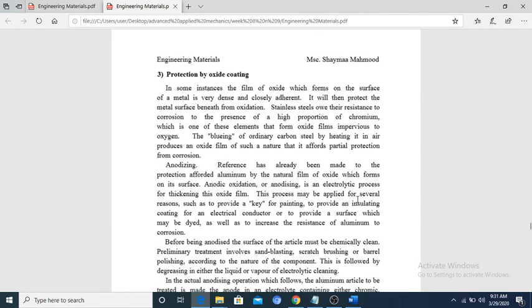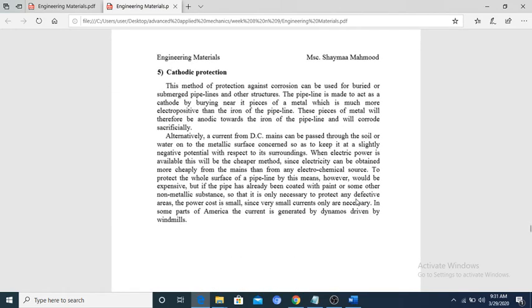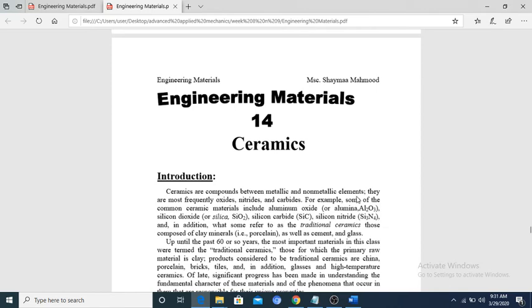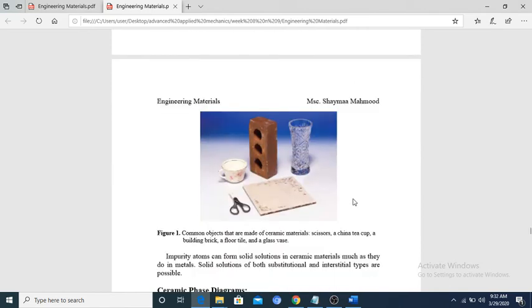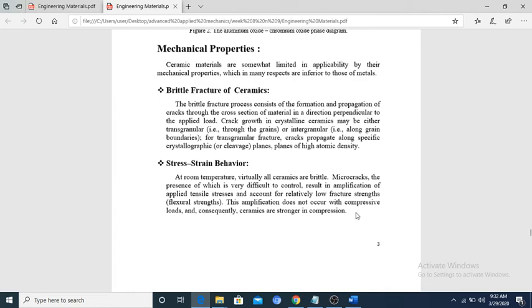Alright. You go through on this. And last is number 14, ceramic. Ceramic materials construct items such as scissors, a china teacup, a building bridge, floor tiles, and a glass vase. Right? Okay. Mechanical properties: the structure of ceramic, stress-strain behavior, hardness.